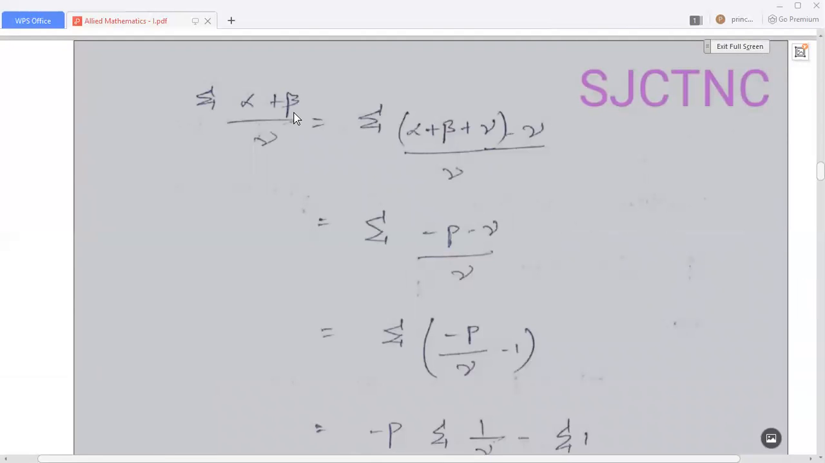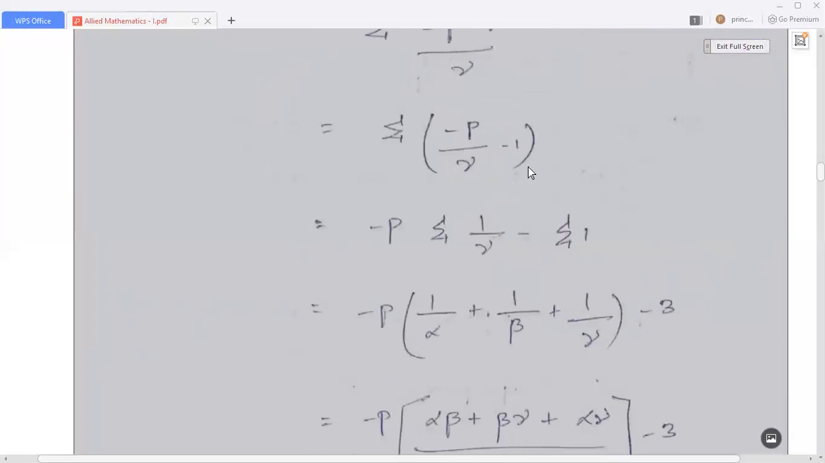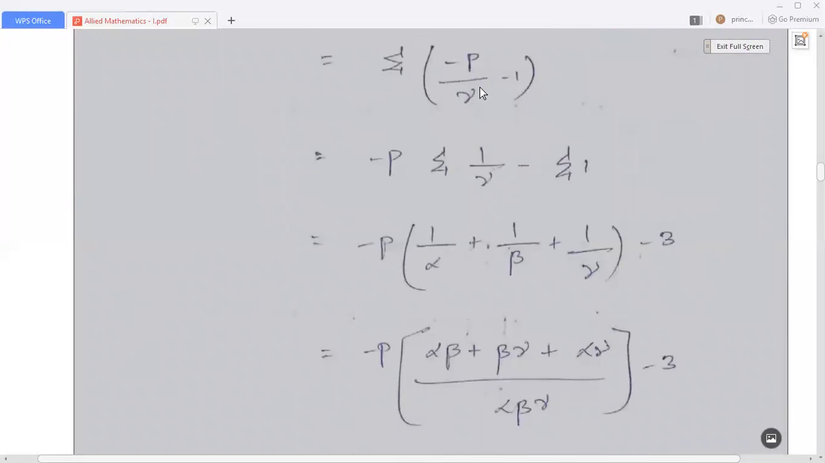Sigma (alpha plus beta) by gamma, that is equal to sigma. Here, in the numerator expression, we can add and subtract gamma. That is alpha plus beta plus gamma minus gamma, because this is a convenient form where we can substitute available values. So instead of alpha plus beta plus gamma, we write minus p. Minus p minus gamma by gamma. When you simplify this, we get here.